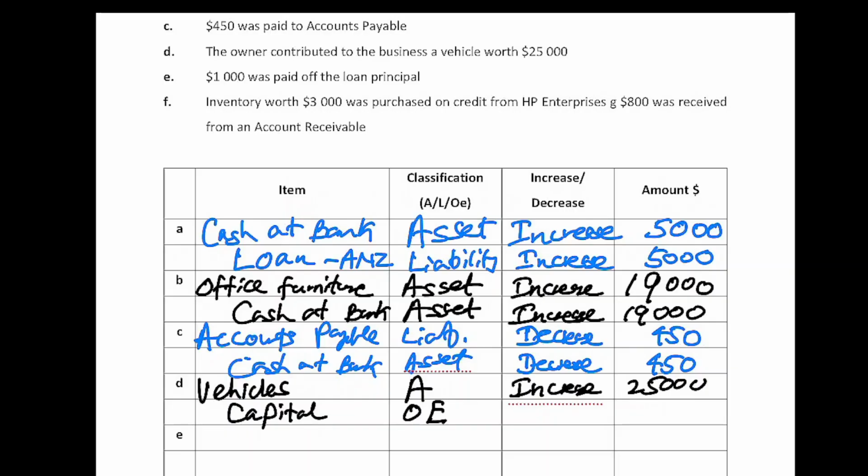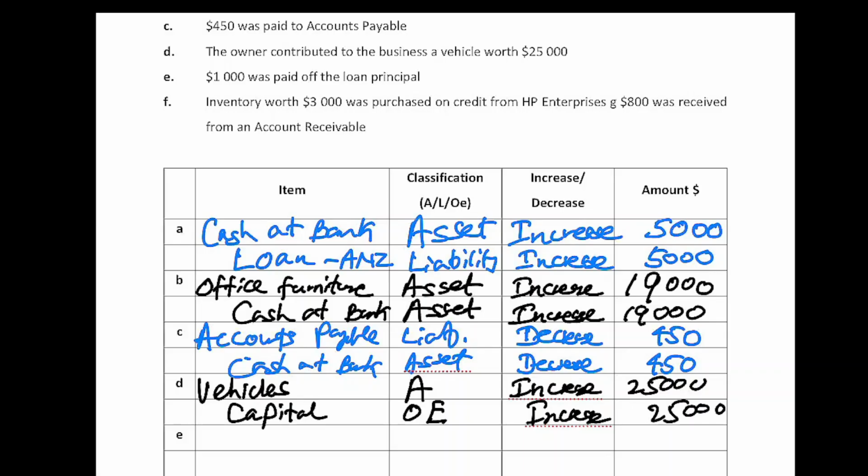So if the owner withdraws something, then it will be drawings that decreases the owner's equity. Would you still say capital for the drawings? No, drawings we don't call capital. We just say drawings, which is a negative owner's equity. Then we will say the classification is negative owner's equity.